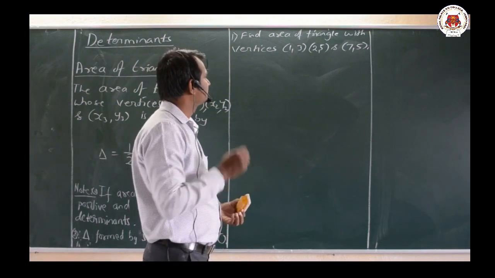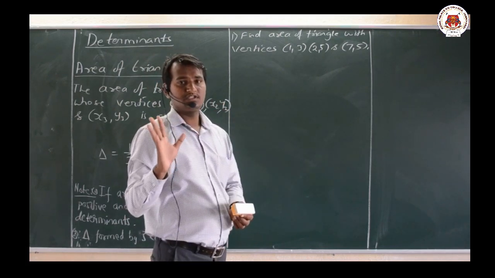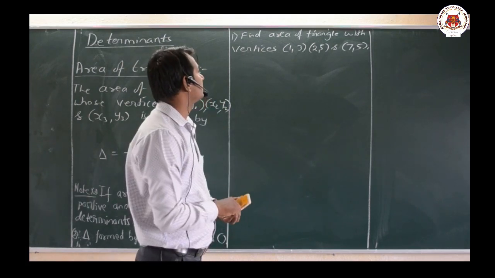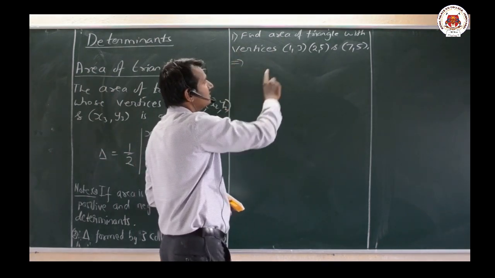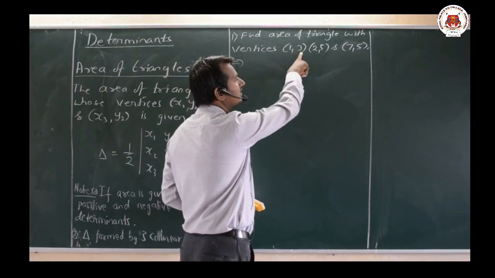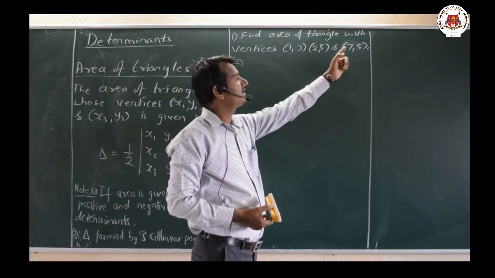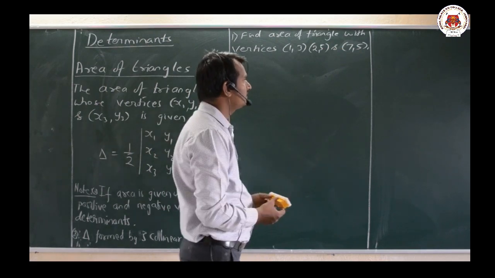The first problem. Dear friends, the problems on this topic are very simple, you can easily solve them. The first one: find the area of the triangle with the vertices x1, y1 that is (1, 3), x2, y2 that is (2, 5) and x3, y3 that is (7, 5). Now we shall solve it. How to solve it here?